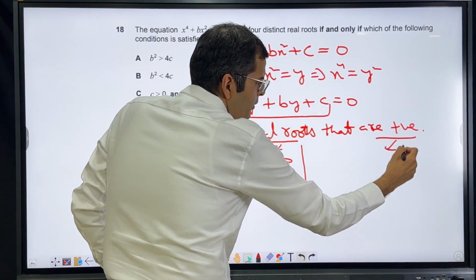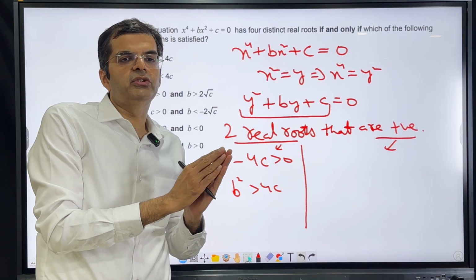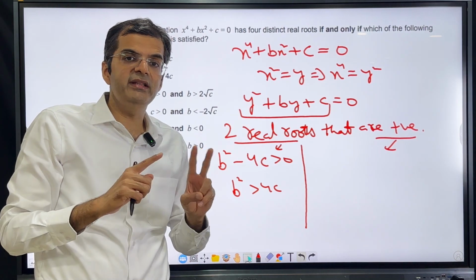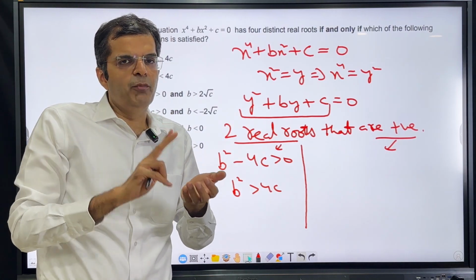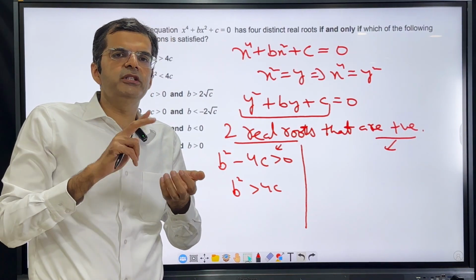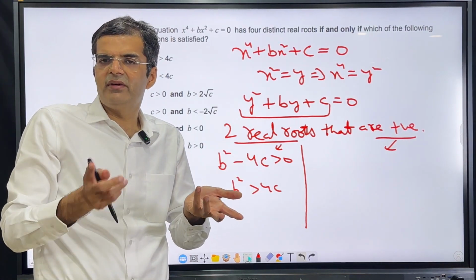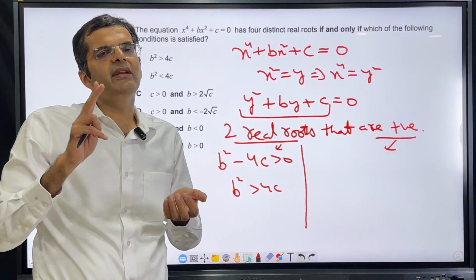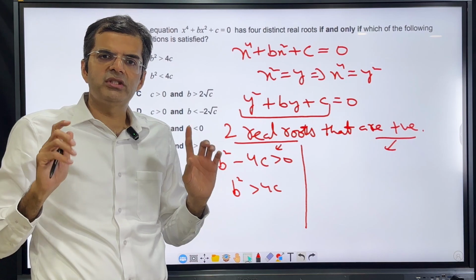Now if both of the roots are positive, that means the sum of the roots and the product of the roots are positive. Only in that case can we say both roots are positive. Let's say both the roots are negative: the product becomes positive, but the sum becomes negative. If one root is positive and the other negative, their product becomes negative. The sum can be positive or negative, but the product is negative. But if the product of the roots is positive as well as the sum, then we can definitely say that both the roots are positive.